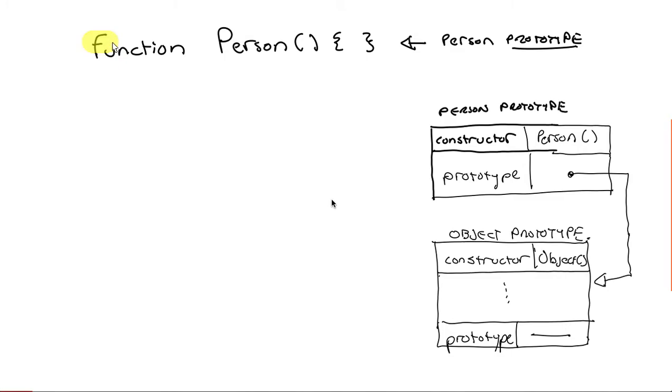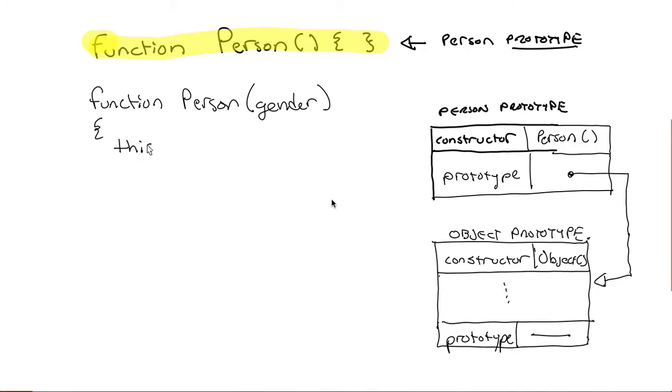I'll replace all this with a different constructor. So I'm going to say function person, and that function person takes gender as an argument. Then we open a curly brace, and we're going to have a member that's associated with this instance, and the member is gender. So to create an instance, we're going to set this.gender equal to gender. And I'm going to close my curly brace.